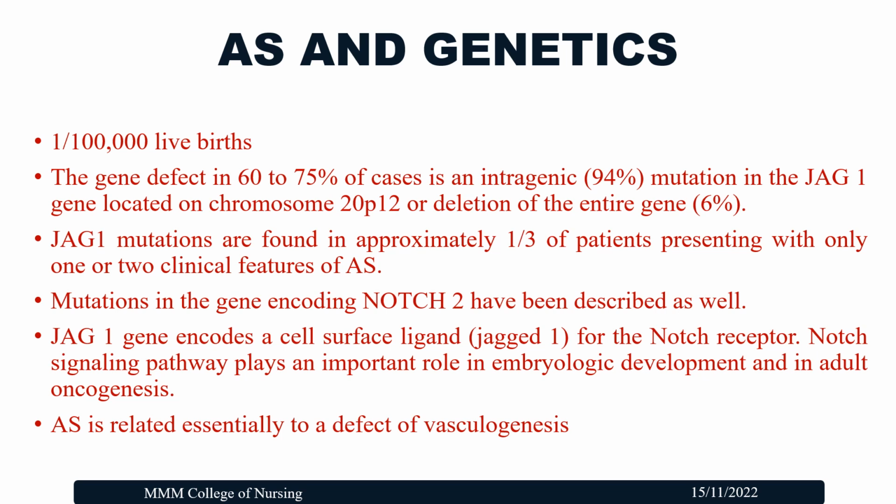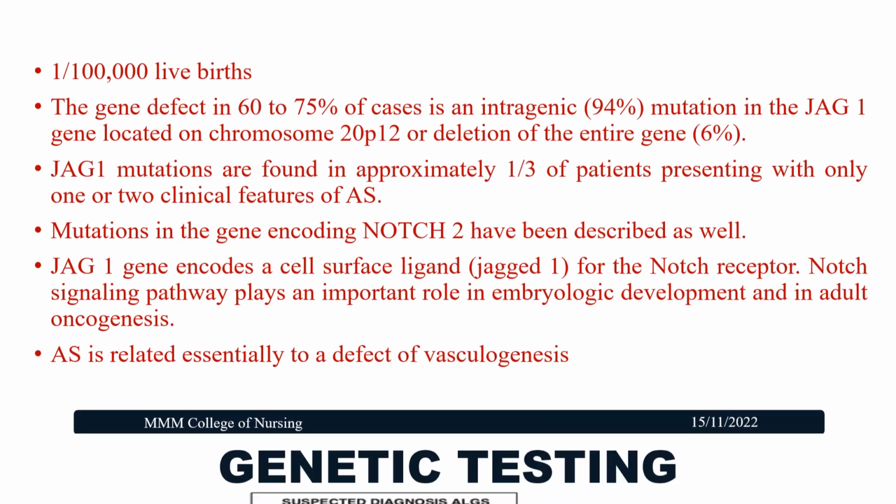Mutations in the gene encoding NOTCH2 have been described as well. The JAG1 gene encodes a cell surface ligand, JAG1, for the Notch receptor. Notch signaling pathways play an important role in embryological development and in adult oncogenesis. Alagille syndrome is related essentially to a defect of vasculogenesis.